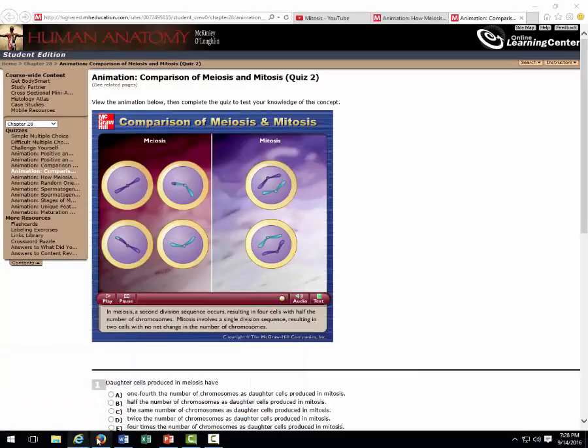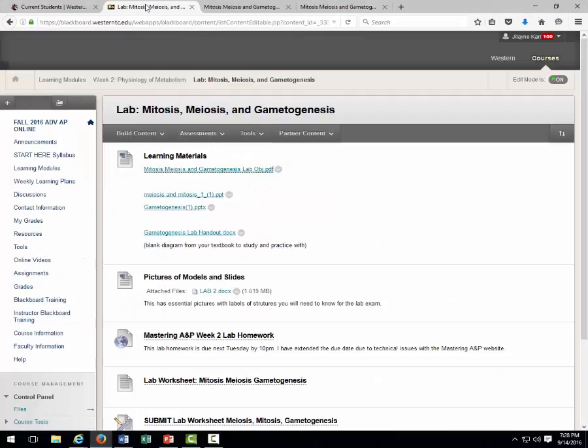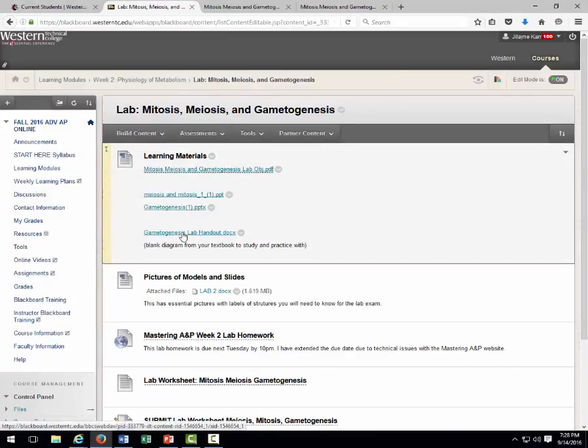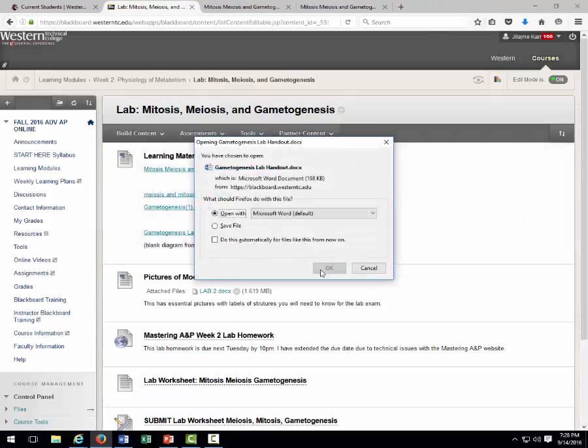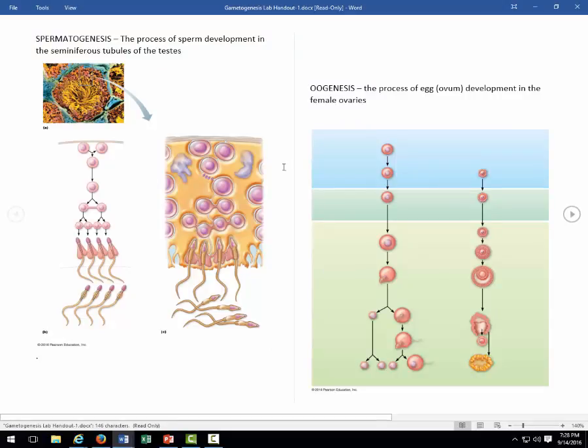I'll go back to our Blackboard page. Here we go. I have a handout here. It's a blank diagram. I'm just going to pull this up. This is for you to label and practice with. This is spermatogenesis here. This is oogenesis.